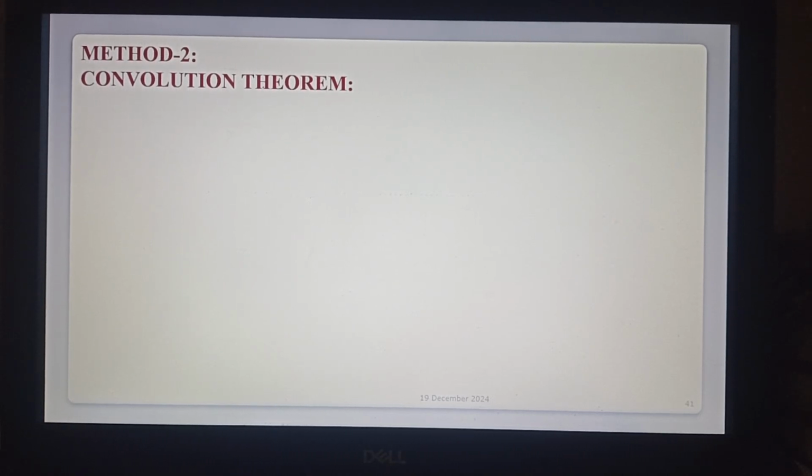Okay, hi students. In this lecture, we are discussing the topic: convolution theorem in Z transform. We will find the inverse Z transform of a given function by using the convolution theorem. First of all, the statement of the theorem.